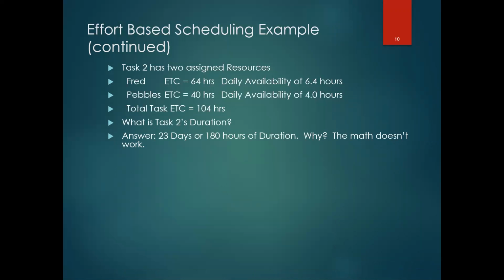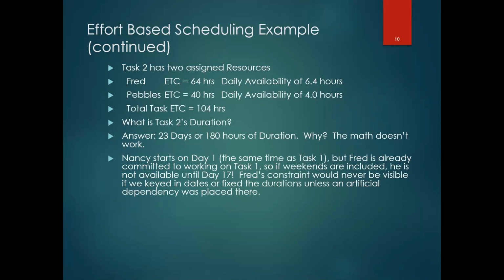Fred's got to wait to finish the other task, working under the assumption that the other task has a higher priority than task 2. So as this says here, Nancy starts on day 1, the same time as task 1, but Fred is already committed. So if weekends are included, he's not available until day 17. And then we've got essentially 10 days.